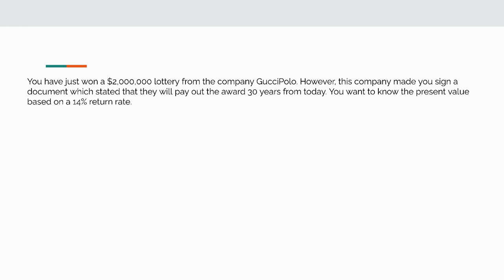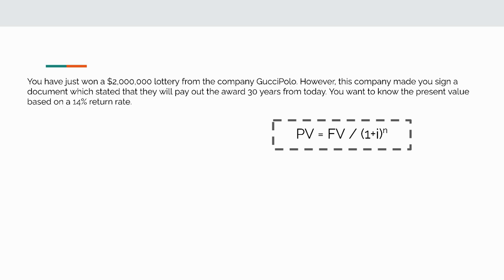As we talked about, money in the future is going to be worth less than right now. Since they're paying you that money 30 years from now and the interest rate is 14%, you want to know how much your money is worth today if they paid it out right now instead of 30 years from now. So first we need the formula, which is present value equals future value divided by 1 plus the return to the power of the number of years.